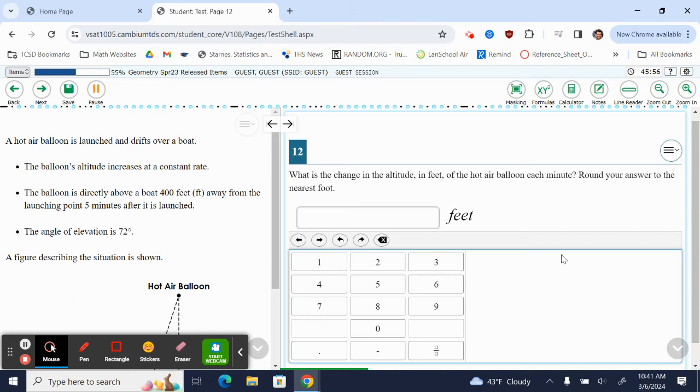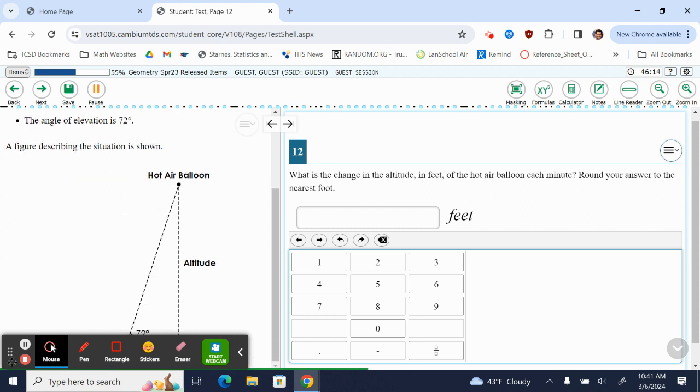Geometry OST Spring 2023 released state test items number 12. It says a hot air balloon is launched and drifts over a boat. The boat's altitude increases at a constant rate. The balloon is directly above a boat 400 feet away from the launching point 5 minutes after it is launched. The angle of elevation is 72 degrees. Here is the figure describing that.